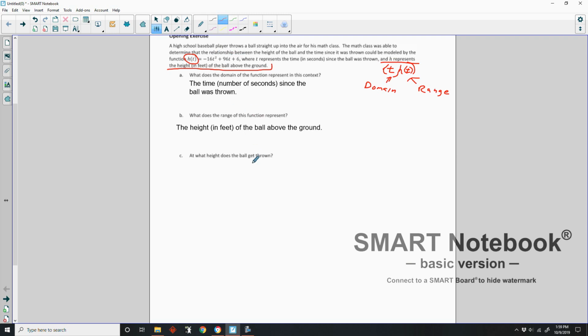And that is feet. So at what height does the ball get thrown? The ball gets thrown at the height that the constant is, because when t is 0, then we get 6. Okay, so here it is in words. The initial height of the ball is when t is 0 seconds, that is h of 0, which is the y-intercept. The initial height is 6 feet.